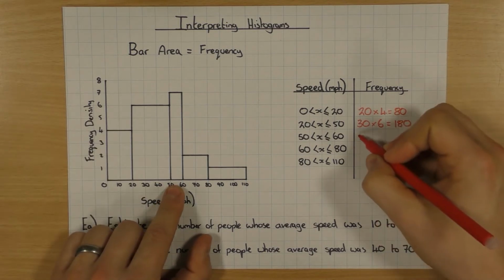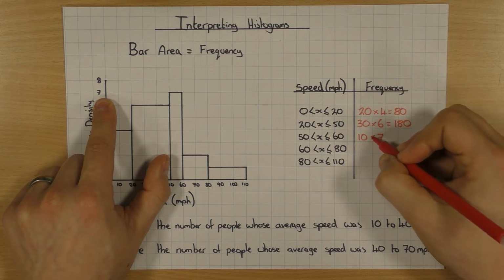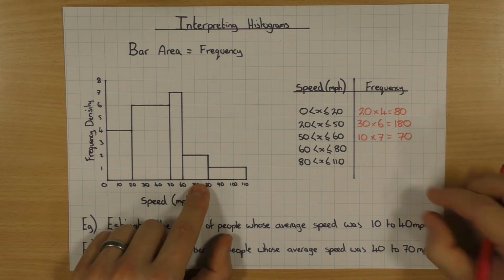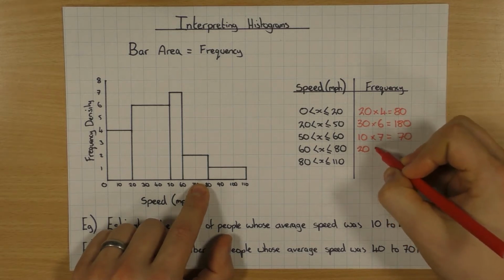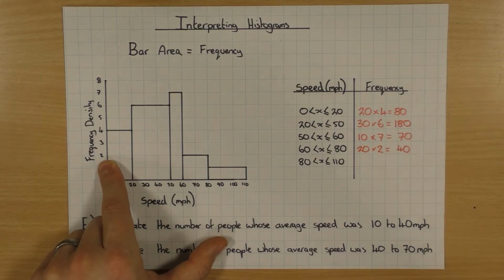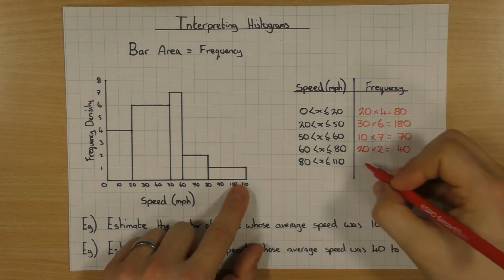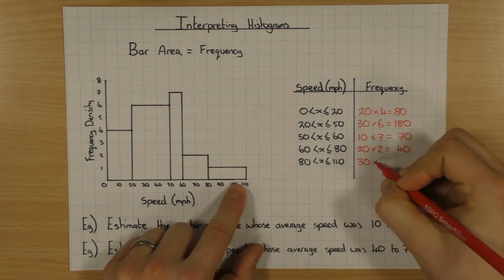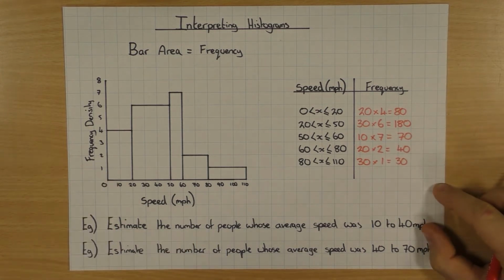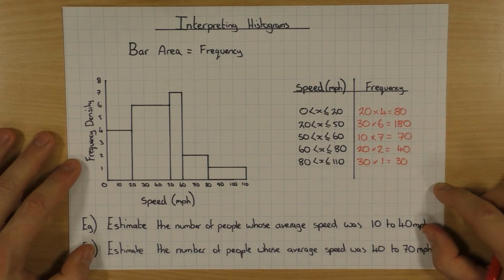Next one, the class width is 10. Times that by the height, which is 7. So we have 70. Next one here, class width is 20. Times that by the height, which is 2. So the frequency there is 40. And the last one, the class width there is 30. Times that by the height, which is 1, which gives you 30. Okay, so to work out the frequencies, all you do is work out the area of each bar.